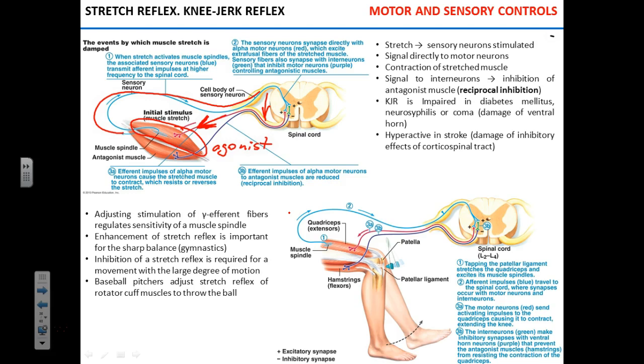Do you understand this? So there is a second output. You see the dark blue neuron? This is another motor neuron that goes to antagonist muscle. And it inhibits it. Does that make sense? It relaxes the antagonistic muscle.